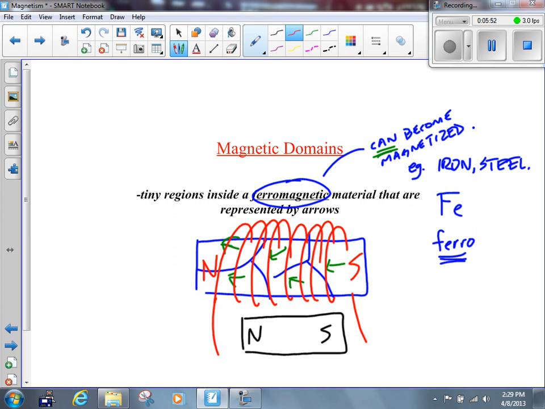So there's two ways to do this. Two ways to cause these domains that are represented by arrows to point in the same direction, making it a magnet. One, bring another magnet nearby. Two, wrap some wire around it and apply an electric current. Make it into an electromagnet, basically.